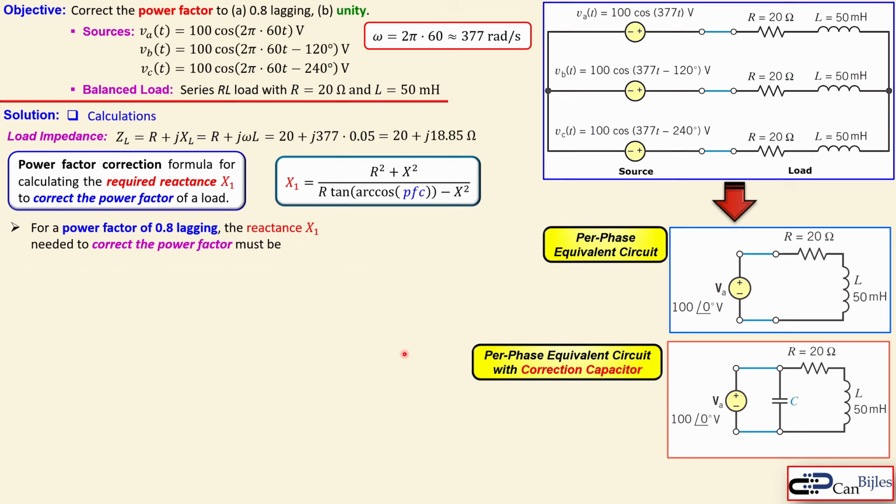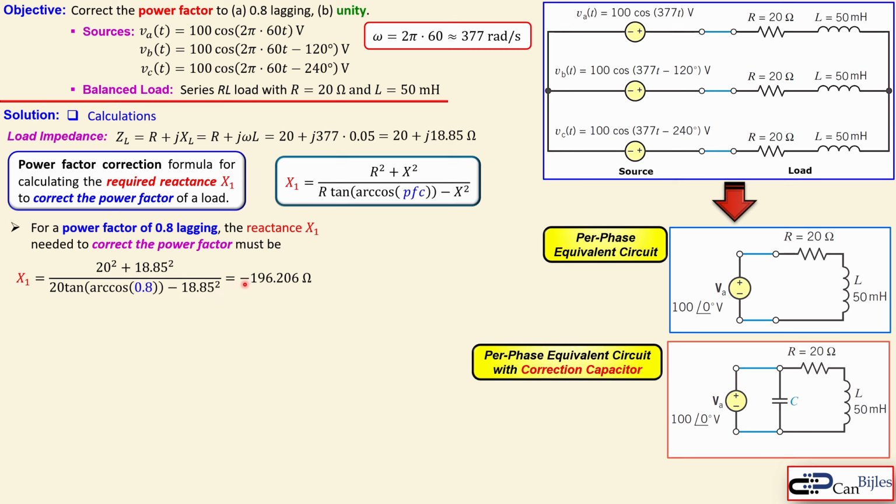Okay, now let's calculate this X1 for a specific power factor of 0.8 lagging. So what should it be? You can calculate that by substituting the 20 and 18.85: 20 squared plus 18.85 squared, divided by 20 times the tangent of the arccosine of 0.8, that's the first part, and minus again x squared, which is 18.85 squared.